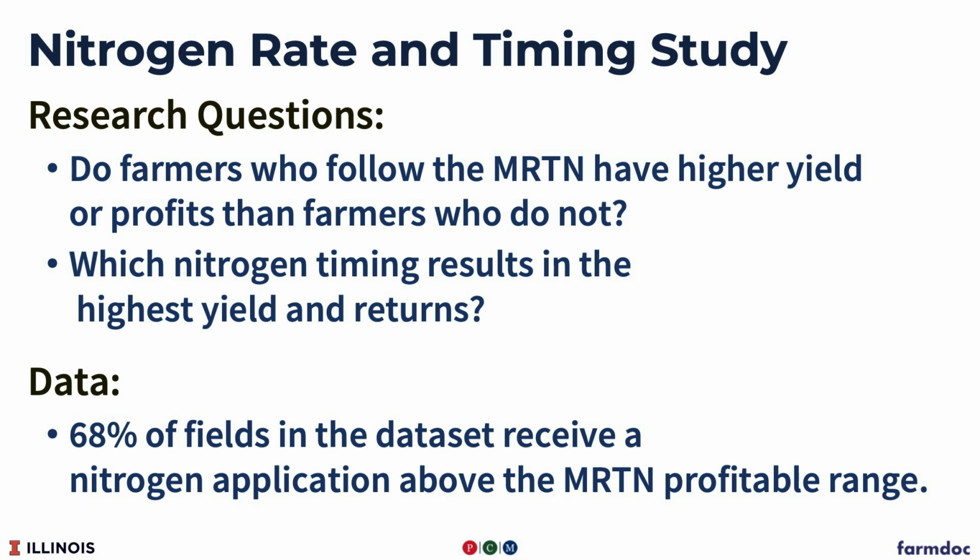I also want to mention that the data I'm using for these 3 studies is through 2022, but as Laura mentioned, they have data through 2023, and Laura's data is updated, so she's showing what you're finding in the data through 2023. Another thing I want you to keep in mind is that 68% of the fields in our data set receive a nitrogen application above the MRTN profitable range, and we'll get into that a little more.